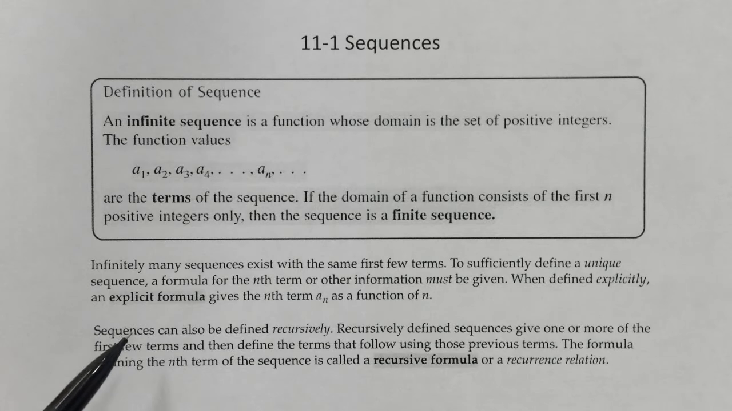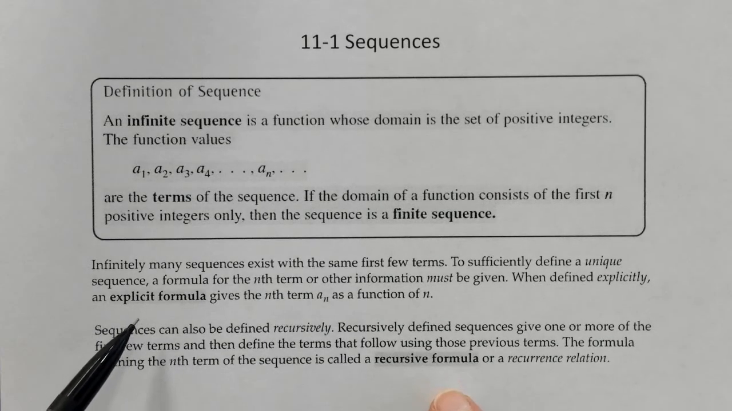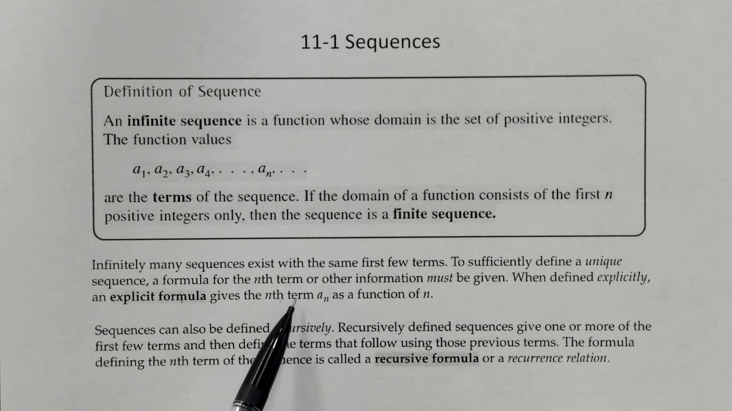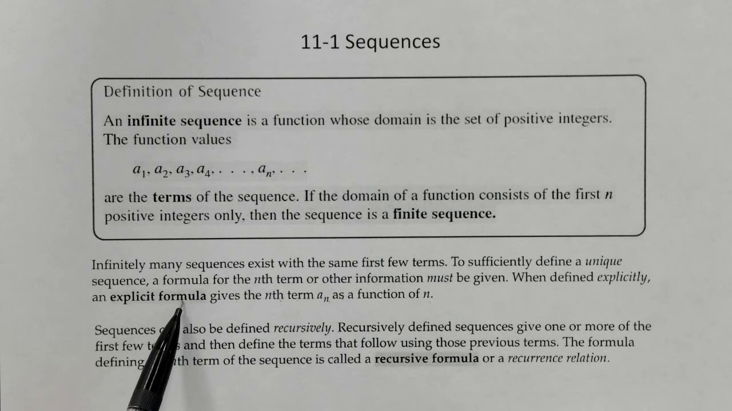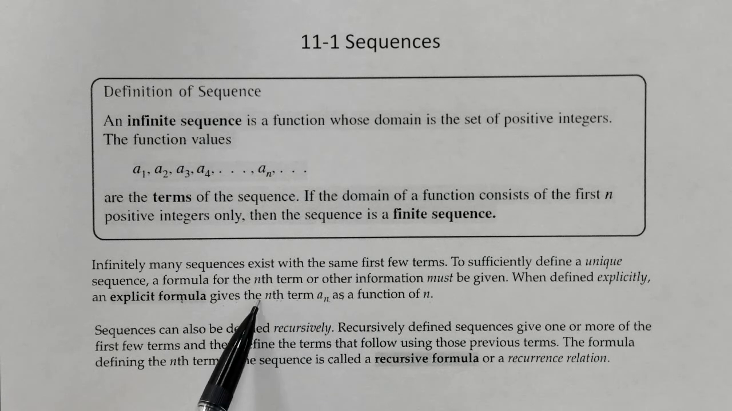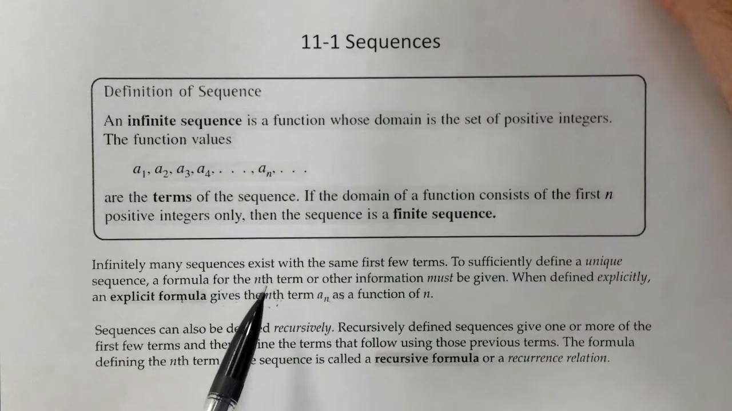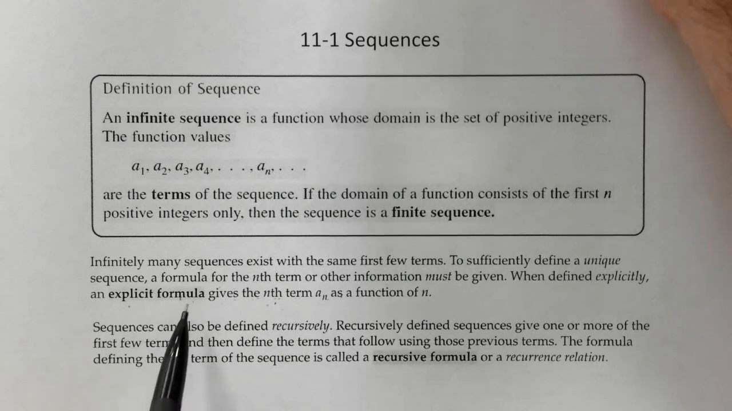Now, there's two types of formulas that we're going to look at that can give us the sequence. The first one is called the explicit formula, and that gives the nth term a sub n as a function of n. The explicit formula allows you to quickly tell what the 10th term of the sequence is by plugging in 10 for n, or the 15th term by plugging in 15 for n. Most of you have had experience looking at explicit formulas.